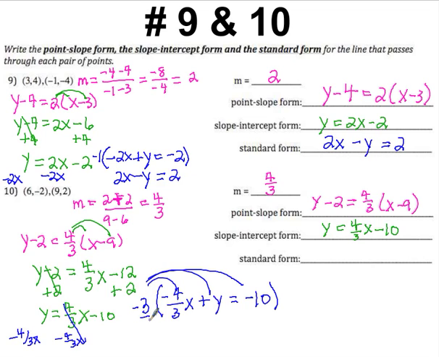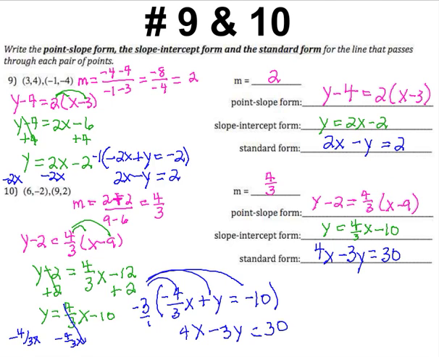But -3, this is like -3 over 1, -3 over -3 will cancel, so I get 4x. This now becomes -3y because I'm multiplying by -3. And then equals -3 times -10 is positive 30. So my standard form here is 4x minus 3y equals 30. Okay, and we've done all three forms then for both of those, 9 and 10.